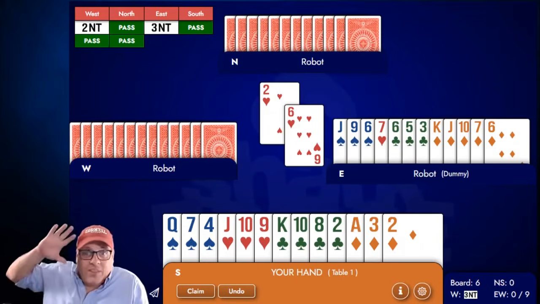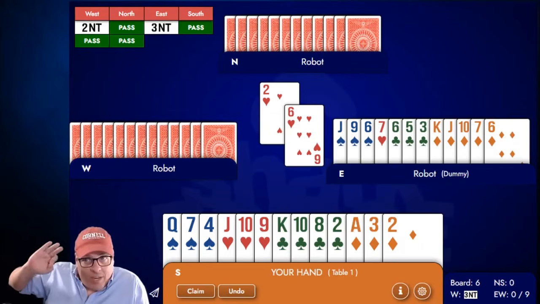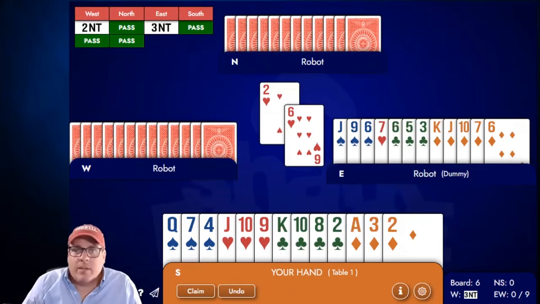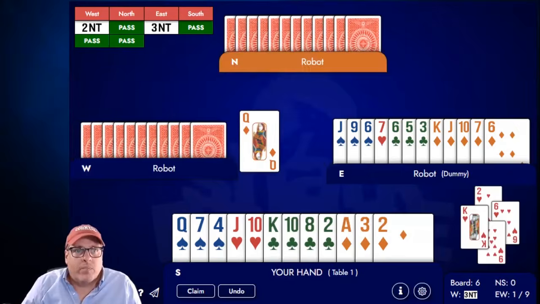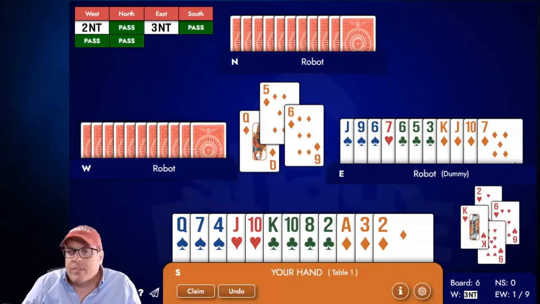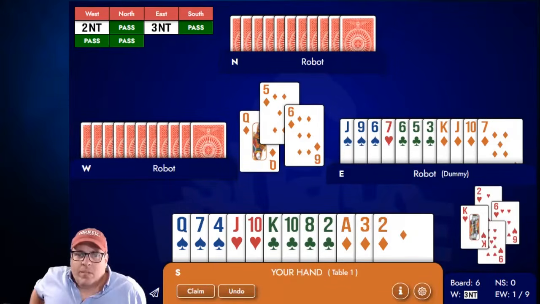All right. Different hand slightly. So recognize I changed the number of diamonds in dummy. And now we're going to do this again. So heart to the 9. Declarer wins the king. Here comes the queen of diamonds. Partner plays the 5. Dummy plays the 6. Make your play.